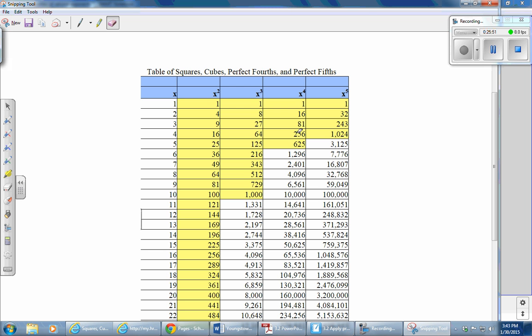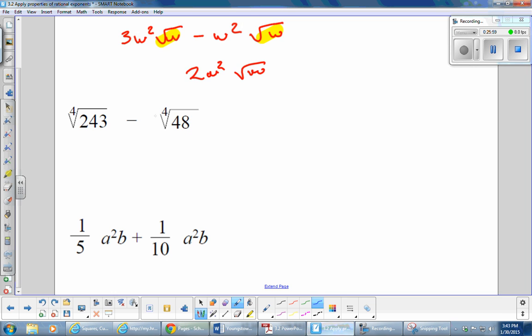243 divided by 81. I got 3. So that's what I want to use. I want to use this 3, okay, or 81, okay? So I'm going to break this guy down to the fourth root of 81 times the fourth root of 3, okay? And I did that on purpose because 81 is going to break down nice. Okay, so now I'm going to subtract that, 48.